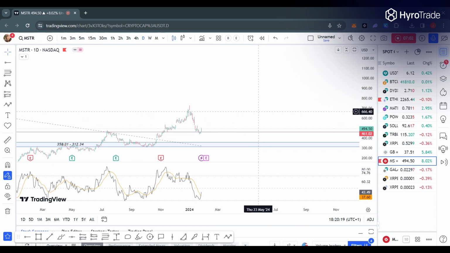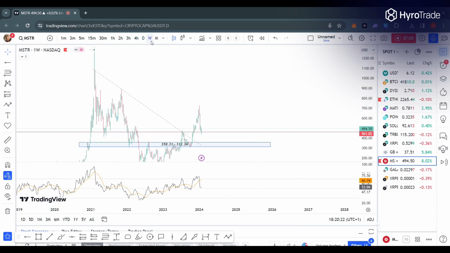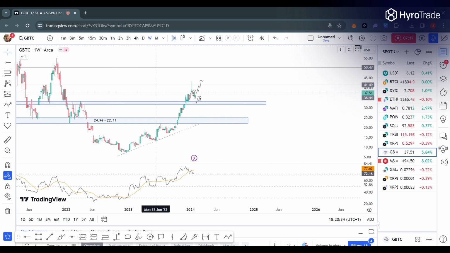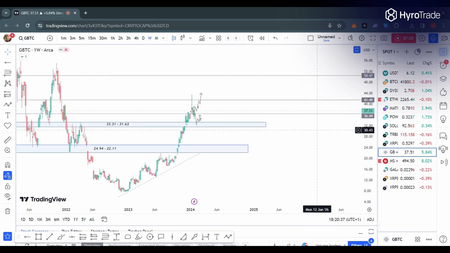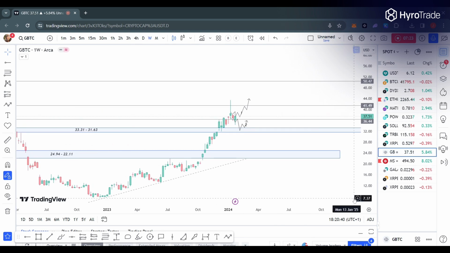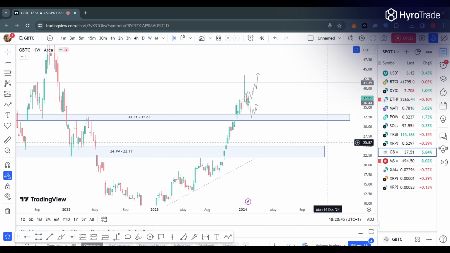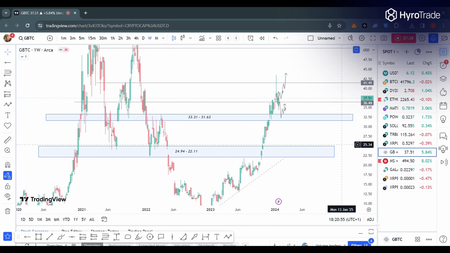So as I said before, I expect that Bitcoin will go up and down, and it will probably just chop through February, probably March. Now let's go to GBTC and see what we can expect in the near future. I was also writing that I can see two important buy zones for myself. First one is 33, 31. Second one is 24, 22 approximately.